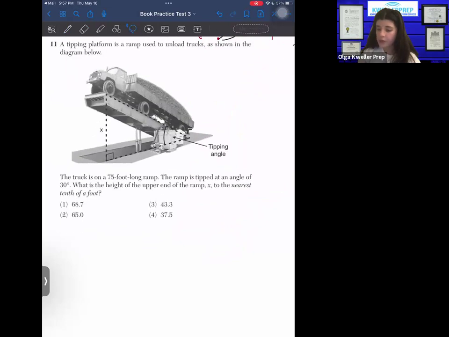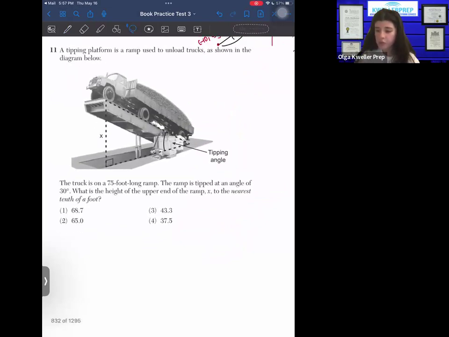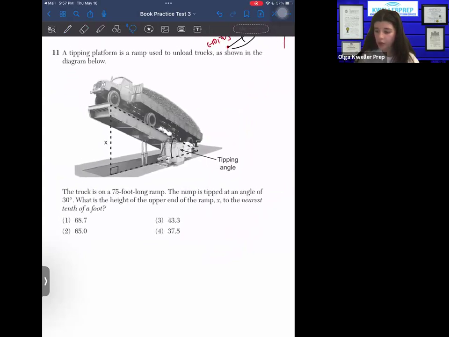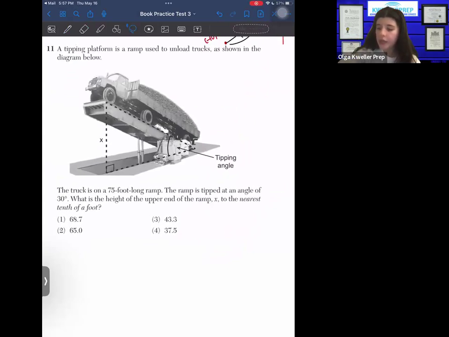Okay, let's move on to number 11. So we have a tipping platform used to unload trucks. Okay, and look what we have. We have an angle of 30 degrees. So we've seen this before. So what is this looking like we're going to have to use, right? This is 30 degrees. We have X, we have a right angle. They tell us that it's a 75 feet long ramp, right? So it seems like this is 75. And this is our X.